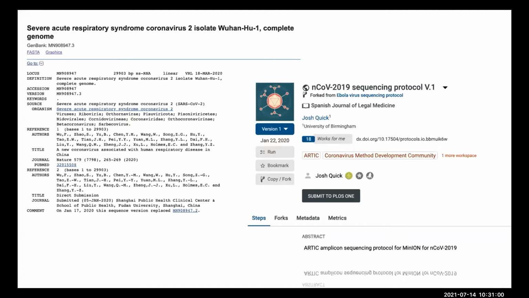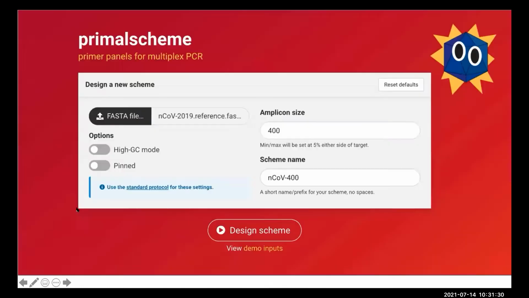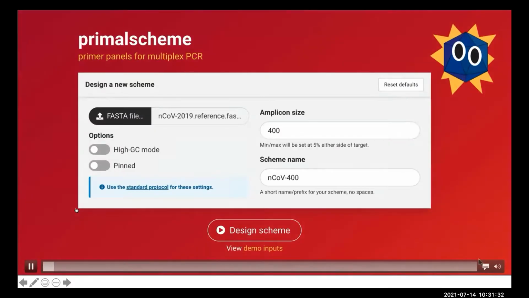So moving a bit more up to date, back in January 2020, the first genome for SARS-CoV-2, which at the time wasn't named that, was published by Fudan University. And it was originally, if you look at the GenBank record here, you can see it was originally published on the 5th of January, and then it was updated on the 17th of January.